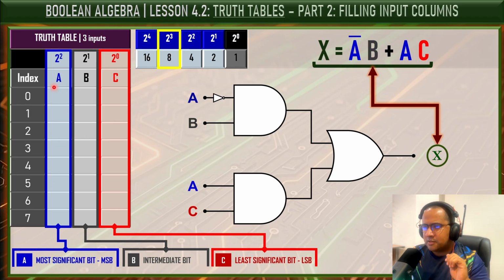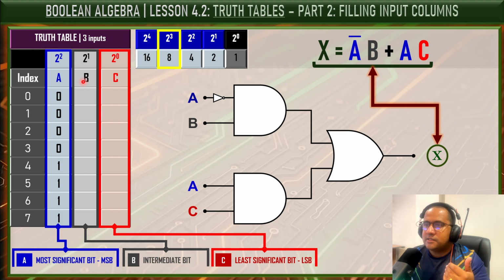Since a is the most significant bit, its values change more slowly, like this. So the first half of the column is filled with zeros, and the second half is filled with ones. In other words, column a has a weight of 2 to the power of 2, which gives us 4. So the values in column a change every 4 rows, okay? That means 4 zeros followed by 4 ones.